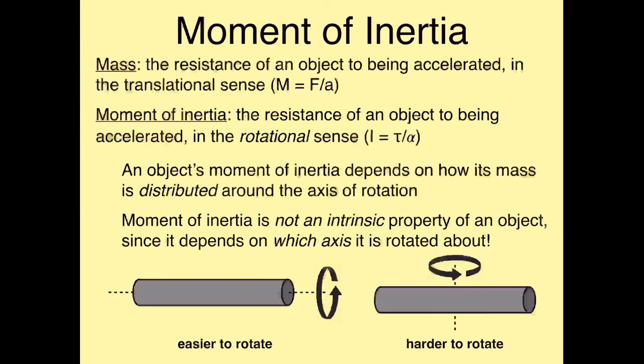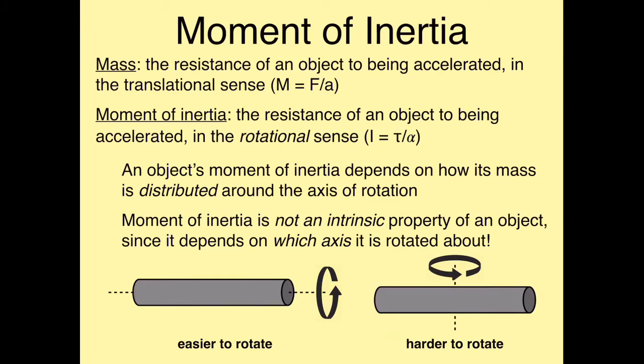Okay, so now let's talk about moment of inertia for a while. So when we define moment of inertia, I want you to think of it as being very, very similar to mass, okay? Because if you think back to what mass is, it's the resistance of an object to being accelerated in terms of translation, okay? So with F equals ma, you can rearrange that equation to say m is equal to F over a.